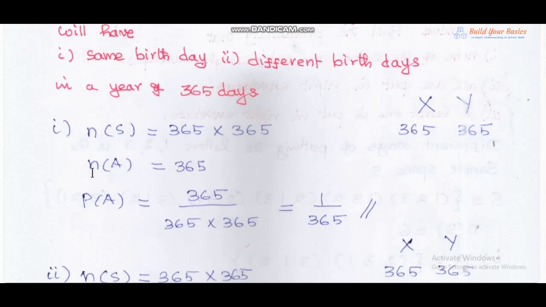Then the birthday of X may fall on any one of 365 days. Then the birthday of Y must also fall on the same day. Therefore, the total number of favorable cases is only 365, so that they have the same birthday. Therefore, probability of A is 365 divided by 365 into 365. That's equal to 1 by 365.